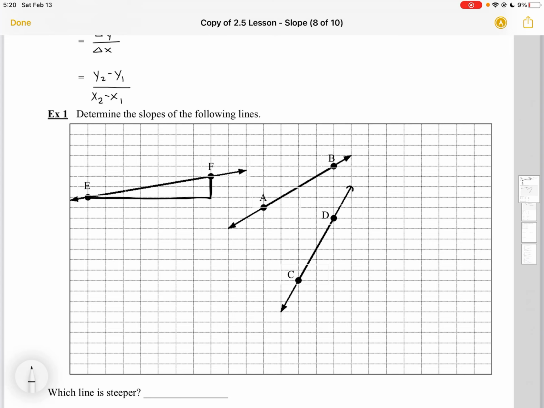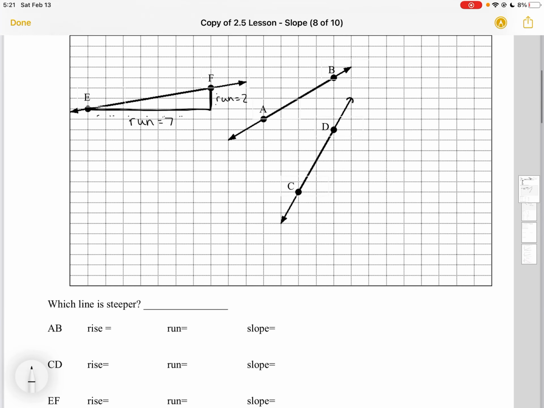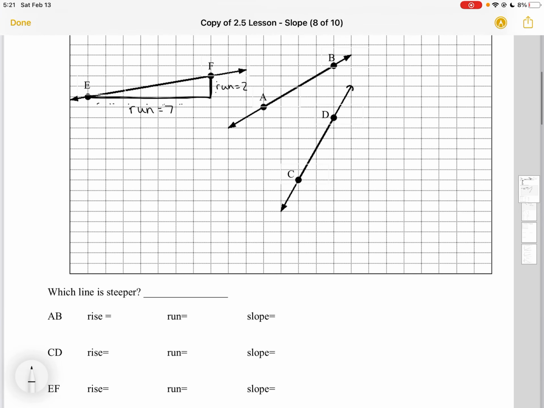In order to find my run, I'm going to count across. 1, 2, 3, 4, 5, 6. Oh, I lost track. 1, 2, 3, 4, 5, 6, 7. So my run is 7. My rise is going to be the height of that triangle. So 1, 2. My rise is 2. So let's go down and we'll fill that in where we have E and F. So my rise is 2. My run is 7. And my slope is rise over run, which is 2 over 7.